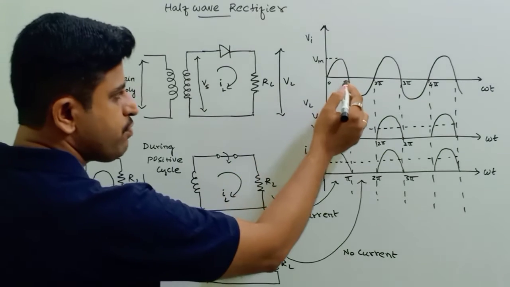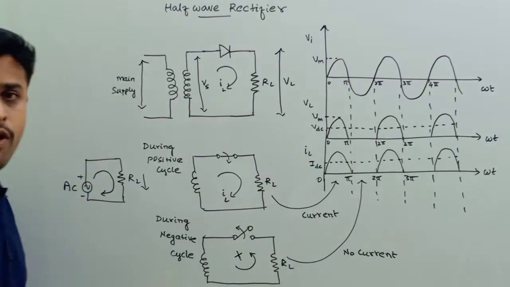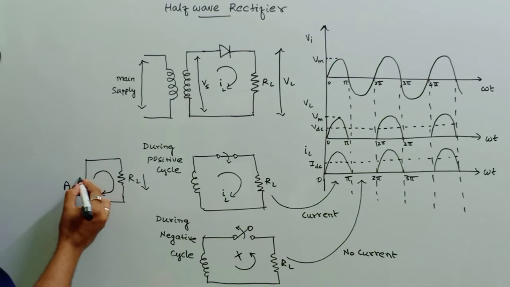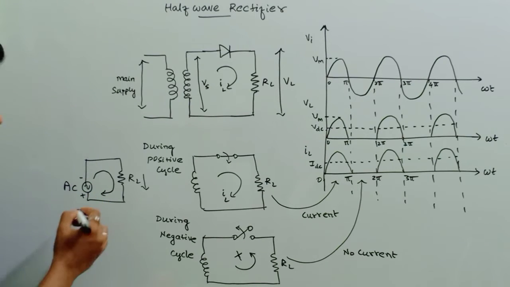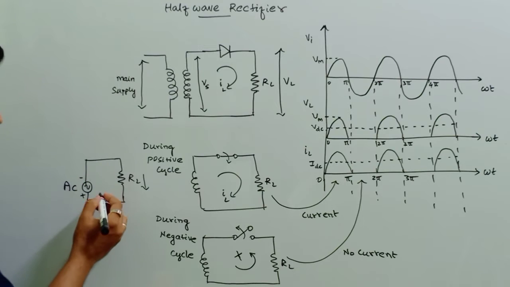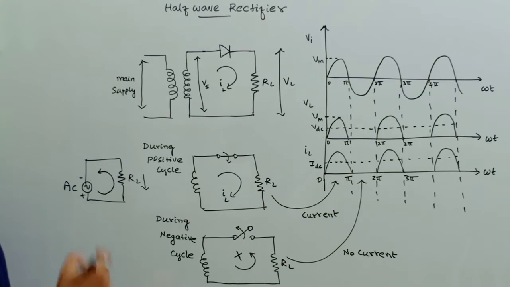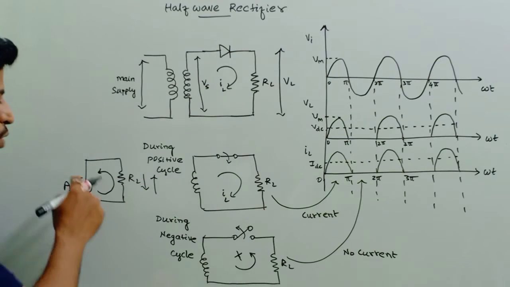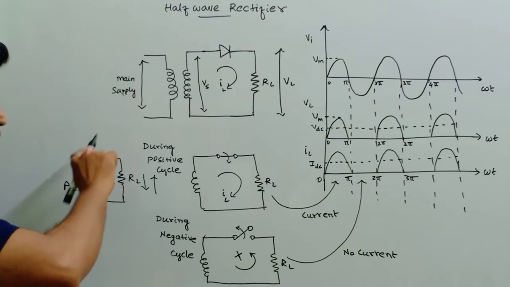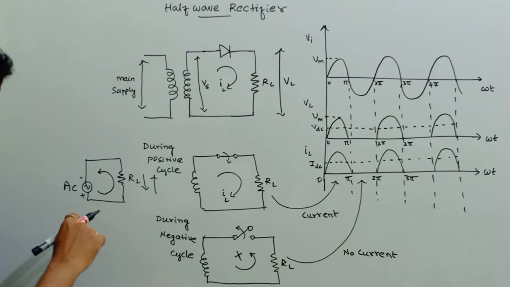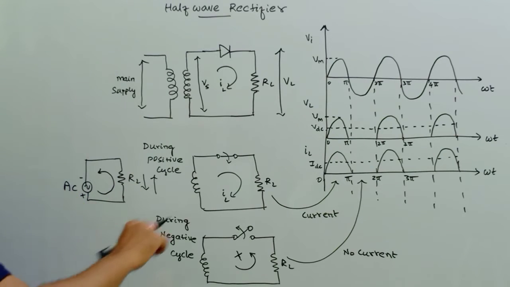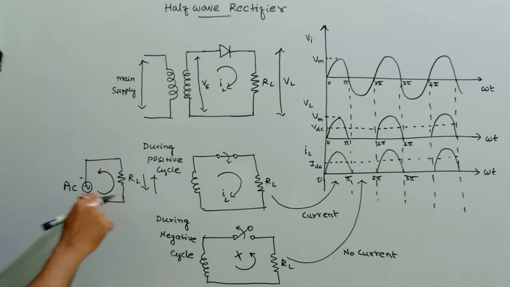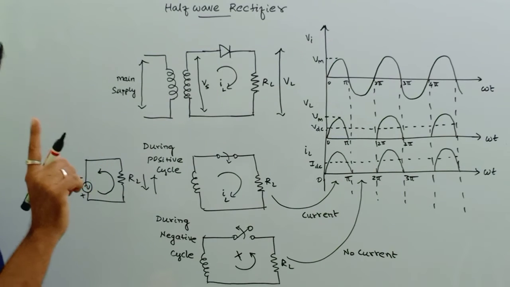Immediately after the positive half cycle, we get the negative half cycle. When the negative half cycle arrives, this plus will become minus and this one will become plus, and the direction of the current changes to the opposite direction. Now the current flows in the upward direction. So during the negative half cycle, current flows like this, and during the positive half cycle, current flows like this. So clockwise and anti-clockwise, to and fro, that completes one cycle. That means positive half cycle plus negative half cycle is one cycle.